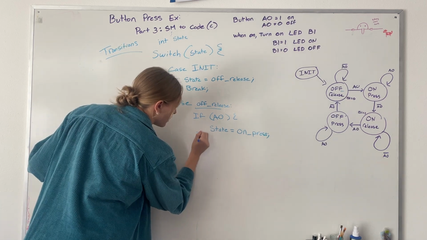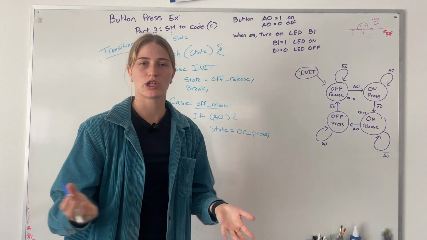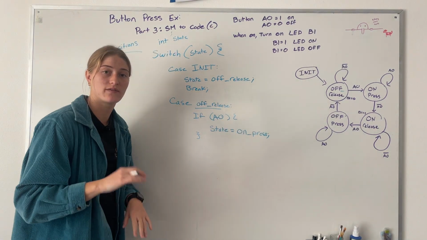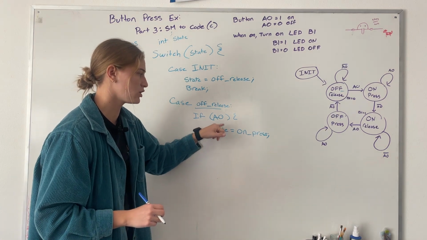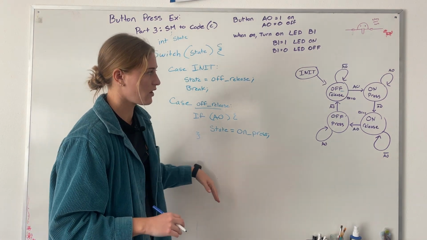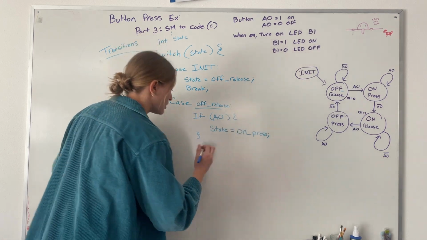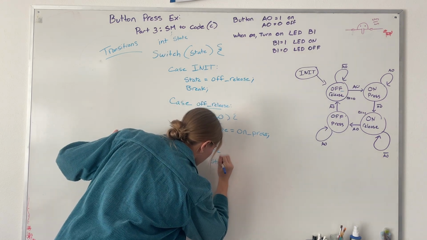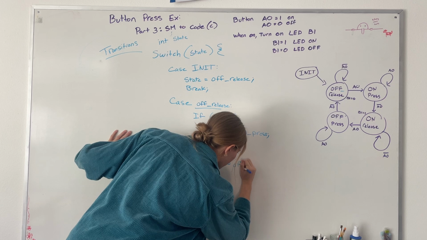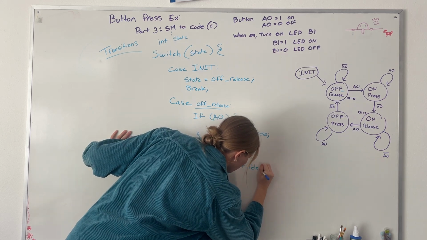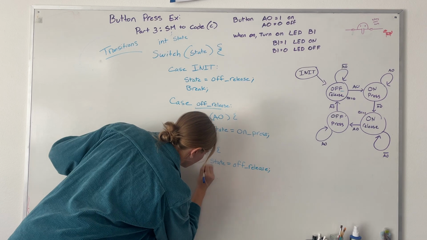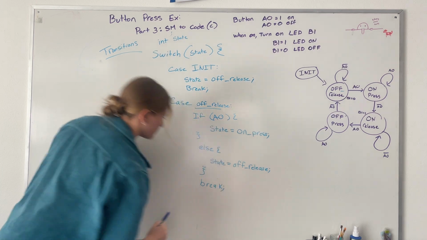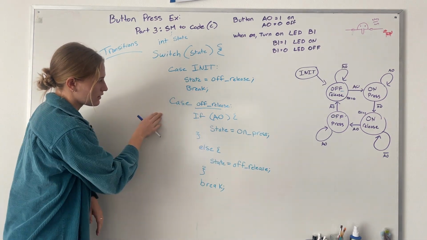If it's not going to on press, what do? Well, you just hang out on off release. We don't have to do an if else statement. We could say if else A0 is not A0. We could stay on the off release. But since there's nothing else, we're just going to do else and say that the state equals off release. And then again, we end with break. And that's the end of our case for off release.